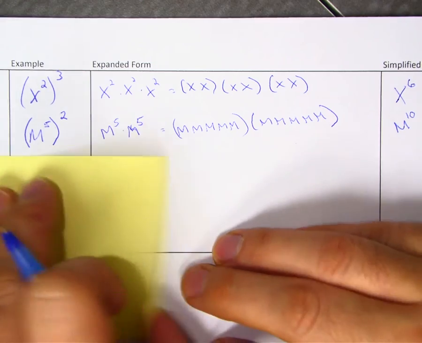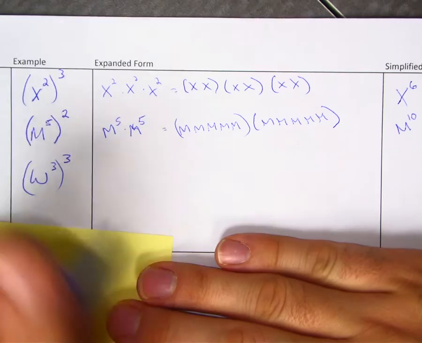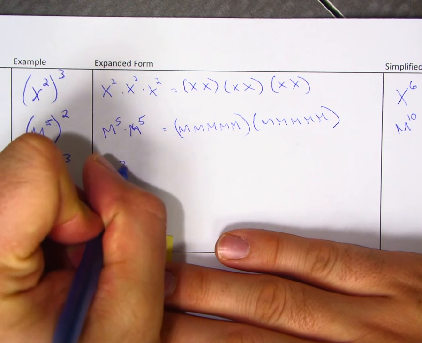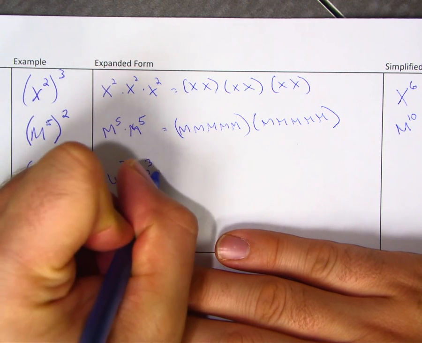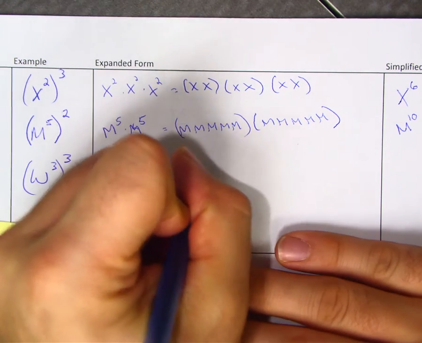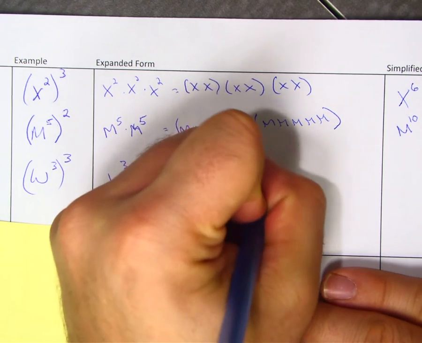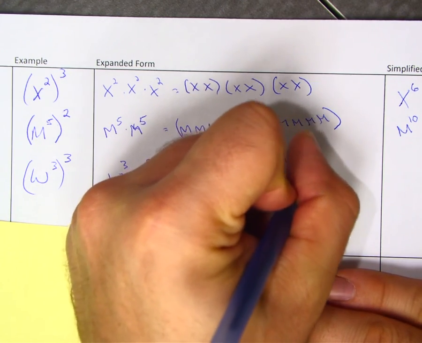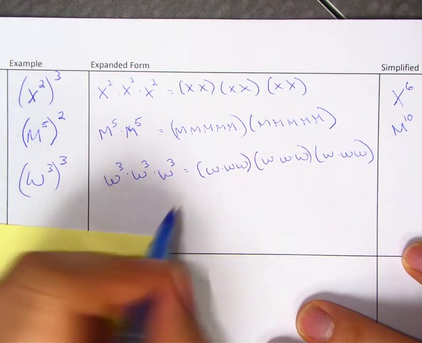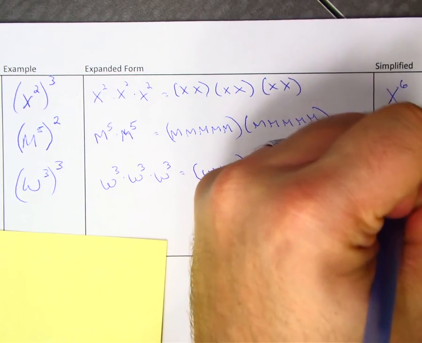Okay. And then one last one that we're going to look at together is w to the 3rd to the 3rd power. So we've got 3 w to the 3rds because that w to the 3rd is taken to the 3rd power. And that's the same thing as saying w times w times w times w times w times w times w times w times w. So that's 1, 2, 3, 4, 5, 6, 7, 8, 9 w's.